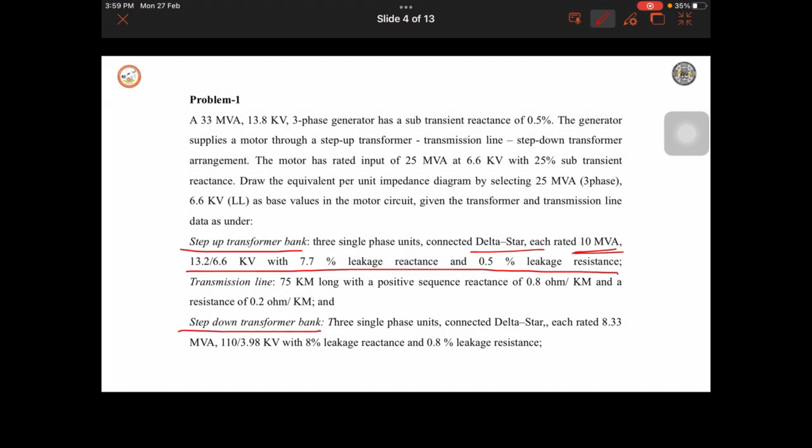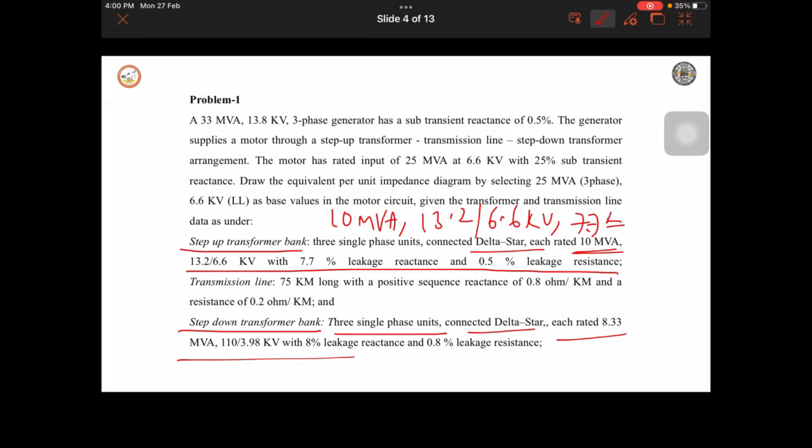While for the step-down transformer, three single phase units are connected in delta star, each having a rating. So we have to convert the single phase rating into three phase. But in the first case, they are not given. The 0.5 leakage resistance is directly given, that is, its rating is 10 MVA, 13.2 kV to 6.6 kV, and 7.7% is the reactance XT1, subtransient reactance. But here they are given delta star, delta star.